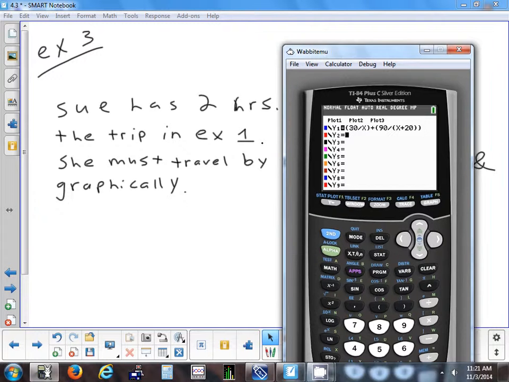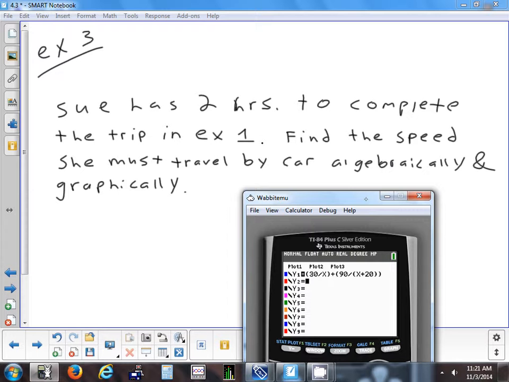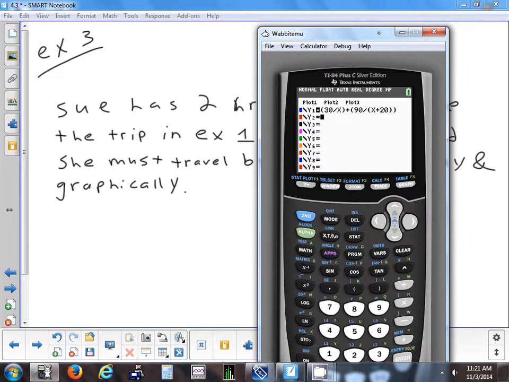I want to solve this problem. You just get 2 hours to complete the trip. You just put in 2, and then you find the intersection. Yeah, we find the intersection.